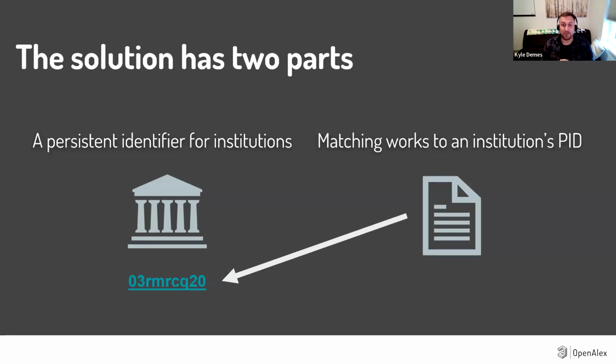There's 2 parts to this, and we're going to talk about each of these parts. The first is having a persistent identifier for institutions. Amanda's going to talk a lot about persistent identifiers if you haven't heard of those before. The way that I look at it is having a source of truth for an institution and a unique identifier for that we can then match works to.